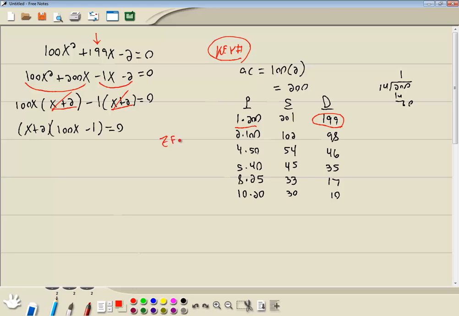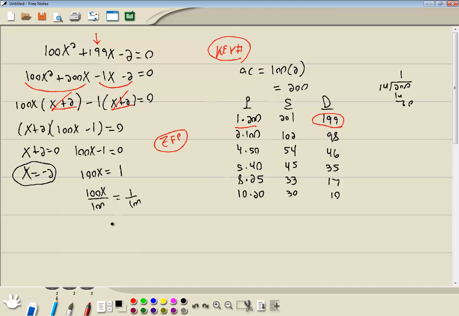Okay, zero factor property says you get 0 on one side, you factor the other side, you set each factor equal to 0. So I'm going to set x plus 2 equal to 0, and I'll set 100x minus 1 equal to 0. Now we want to solve each one of these. Here I'll take 2 over, and it becomes a negative 2. And that's our first answer. On this one, I'll take the negative 1 over to the right side, it becomes a positive 1, and then divide both sides by the number in front of our x, which is 100. And we get x is equal to 1 over 100. And those would be our 2 answers.